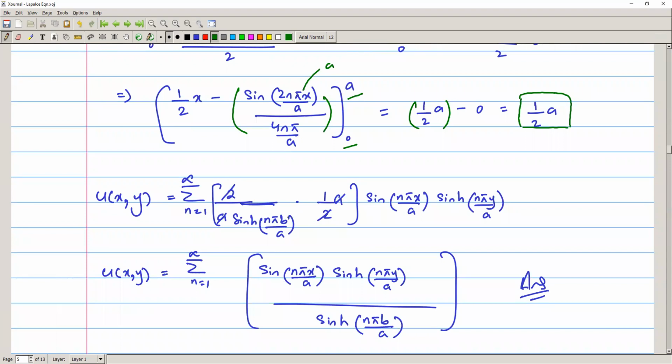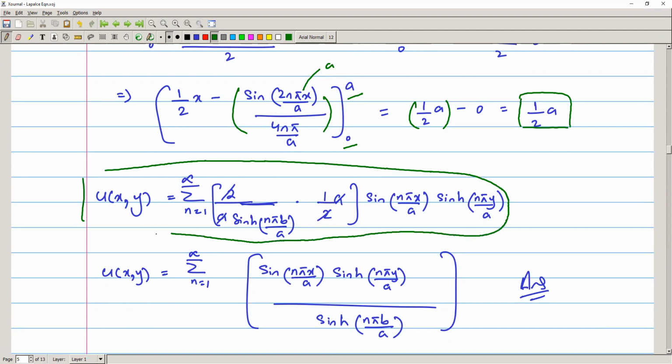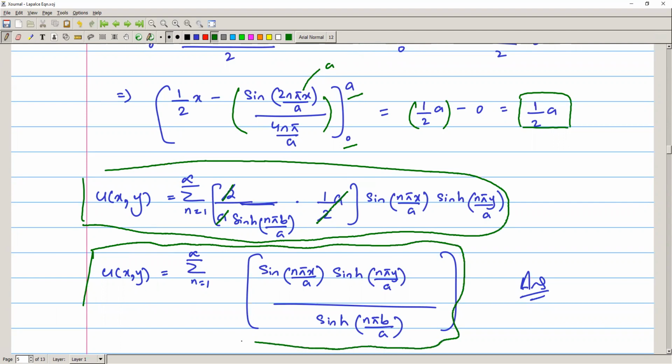We will plug this into the general solution. So we just applied the value of the integral, that is half times a. So the 2 and 2 cancel each other, and this a and this a. So finally, we get the particular solution for the given problem, right? So in this manner, we can solve the Laplace equation for the Dirichlet problem given the Dirichlet boundary conditions.